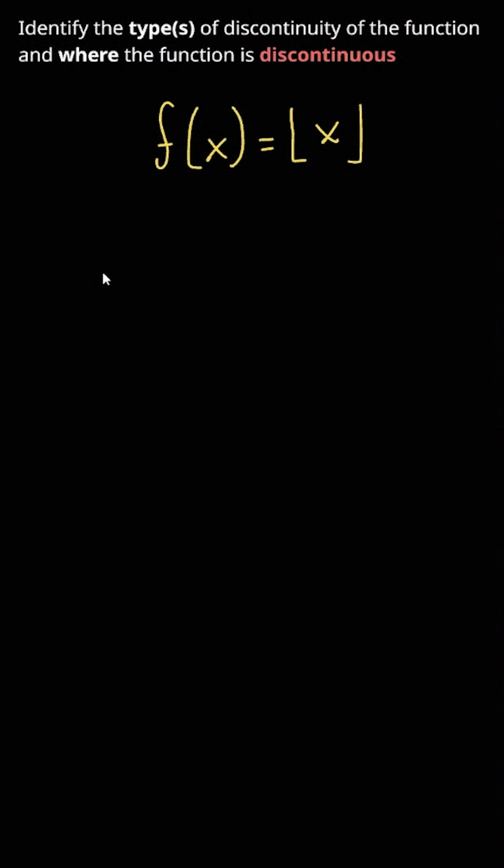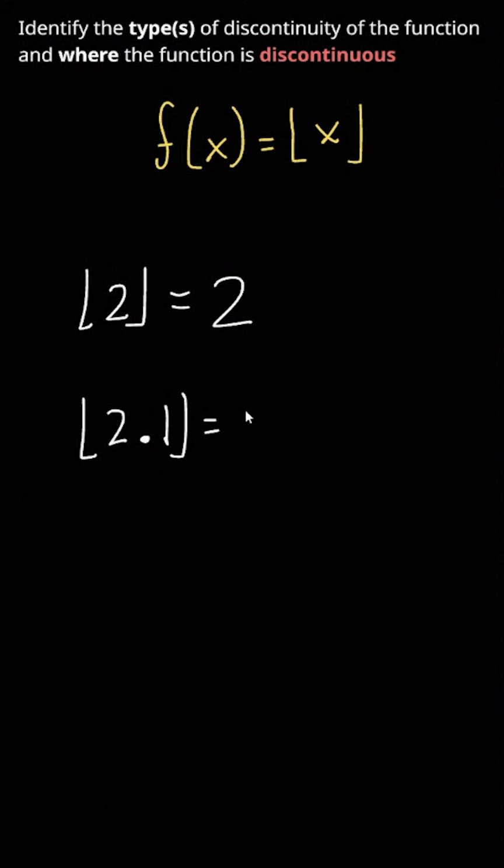So the idea of a floor function is very simple. It's kind of like rounding. If you remember rounding, it's kind of like that, but instead of rounding up or down depending on your decimal, it always rounds down. What do I mean by that? Well, if I take floor of 2, that outputs just a value of 2, but if I have floor of 2.1, then that would give me a value of 2.